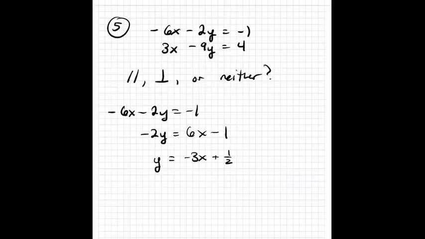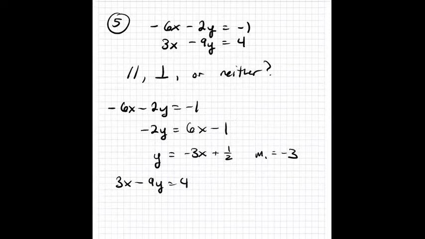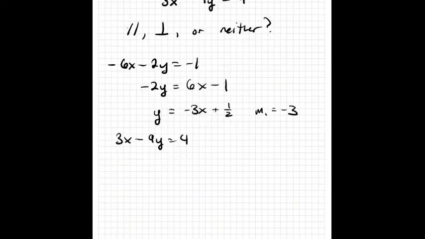So if we take the second equation, that's 3x minus 9y equals 4. We solve for y. So I'm going to subtract 3x on both sides. We'll get -9y equals -3x plus 4. Divide both sides by -9. Y equals 1/3 x minus 4/9, right? So then the slope of line 2 is 1/3, right?